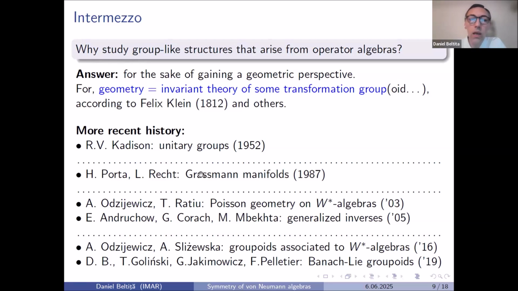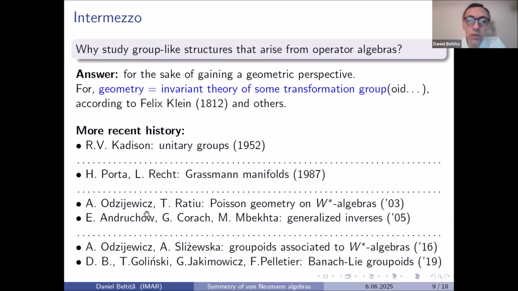which plays a key role everywhere. And even this first example allows me to make the point that many geometric structures associated to operator algebras turn out to be actually pieces of a bigger picture that is a groupoid that collects everything and puts everything in order.